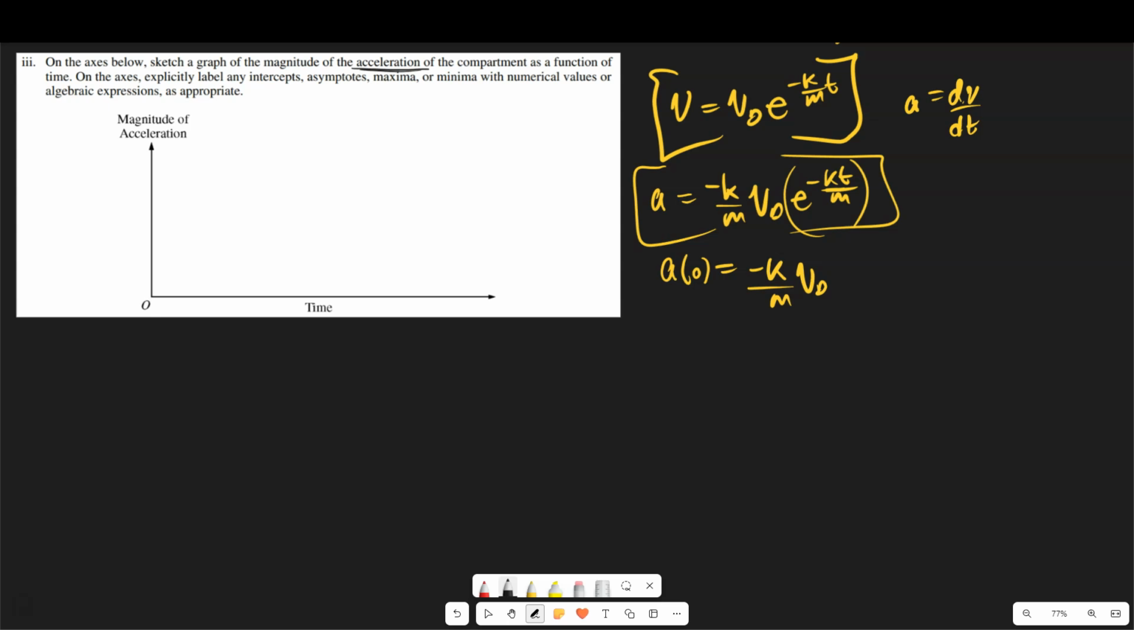Let's go ahead and write that. At time equals 0, the magnitude of our acceleration is going to be, and they do say magnitude, so we don't have to worry about this negative symbol, k over m times vd. That's going to be our acceleration at time equals 0. Effectively, this equation is in the form of an exponential decay with an asymptote that approaches 0 but never quite reaches 0.